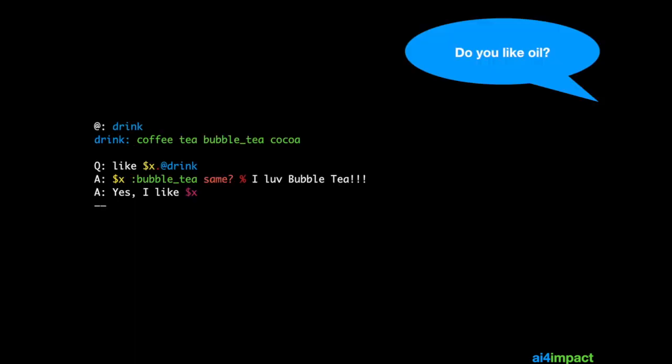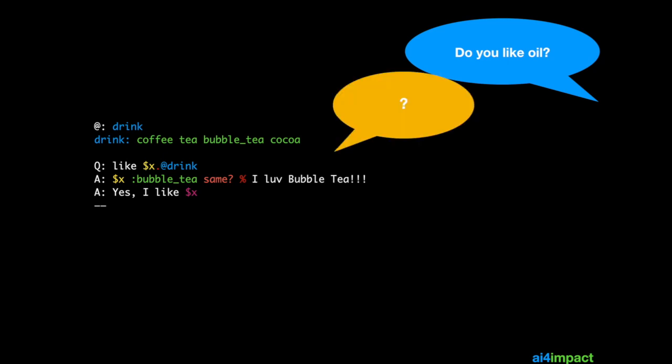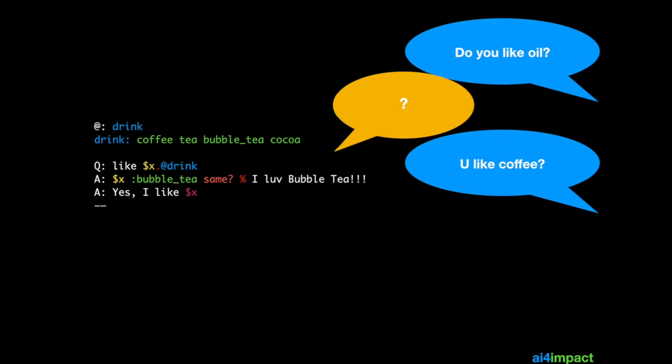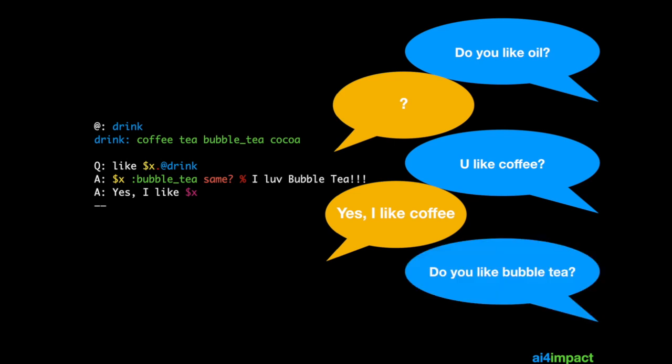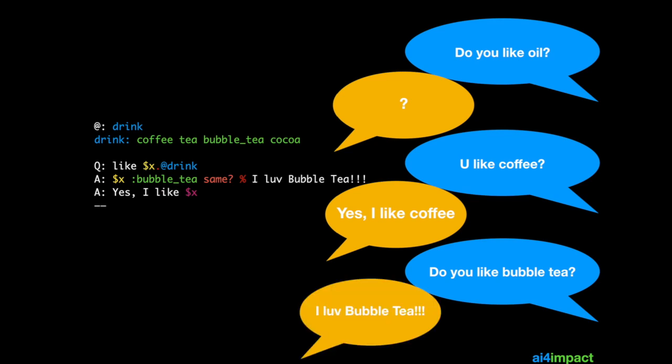Let's work through a few examples. Do you like oil? Well, oil is not a drink, and so this is IDK. Do you like coffee? Well, coffee is a drink, so it will match the rule. Which to select? The first answer or the second? Well, it's obvious that coffee is not the same as bubble tea, so the second answer is selected. Now, if you say, do you like bubble tea? That fires the first answer, and the response is, I love bubble tea.